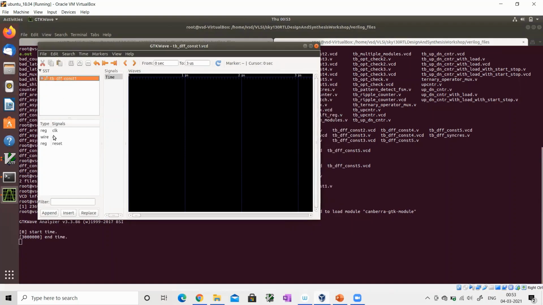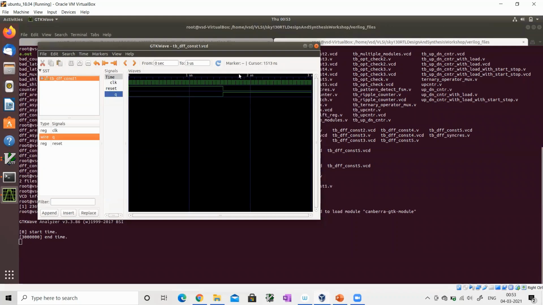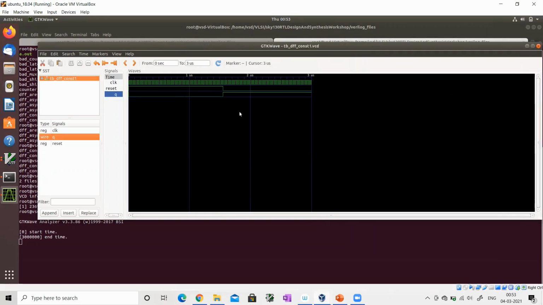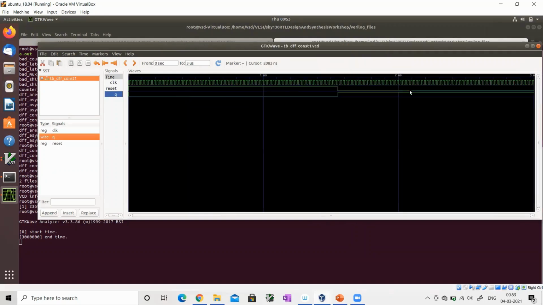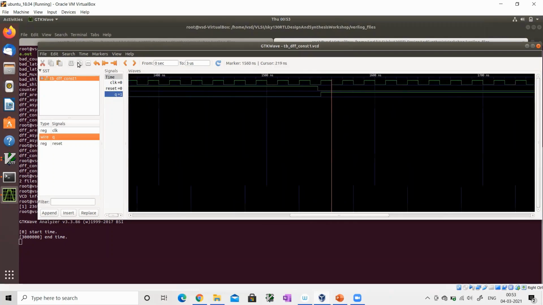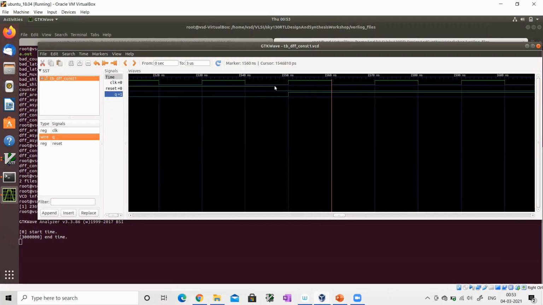So this is my clock, this is my reset, and this is my Q. I'm going to put 100%. So see here, this is beauty. So kindly observe here. Let me zoom in here. See, this is exactly what I was saying. Reset went low somewhere in between, whereas Q is waiting for the next rising edge.